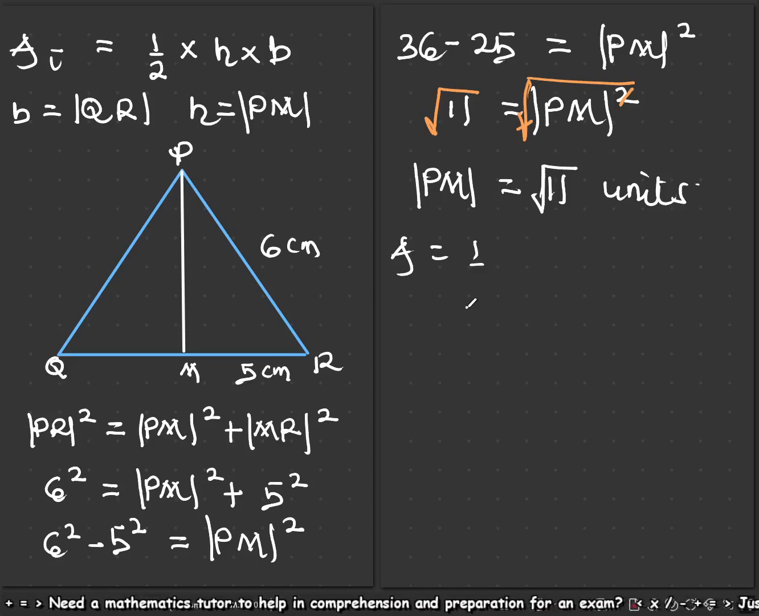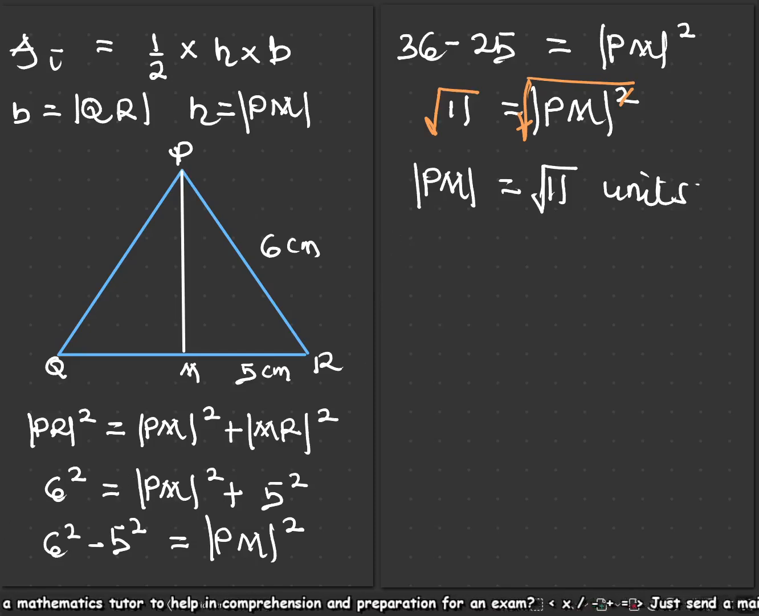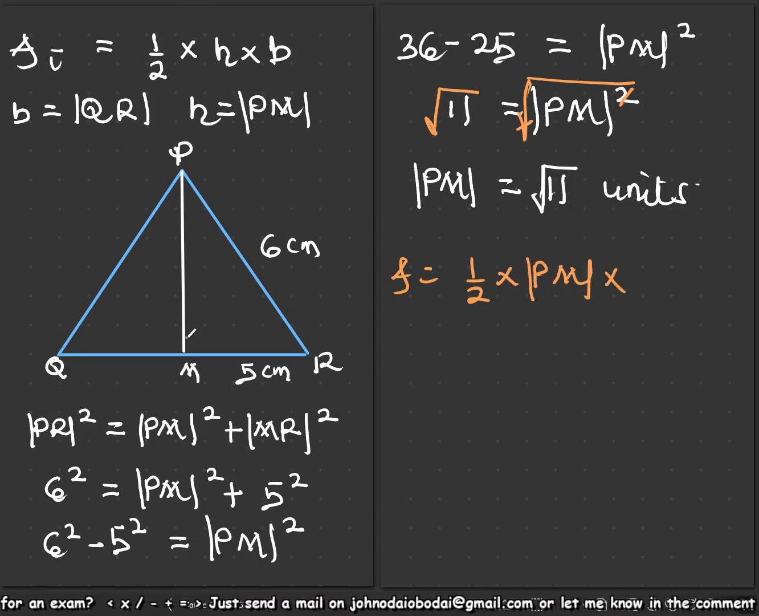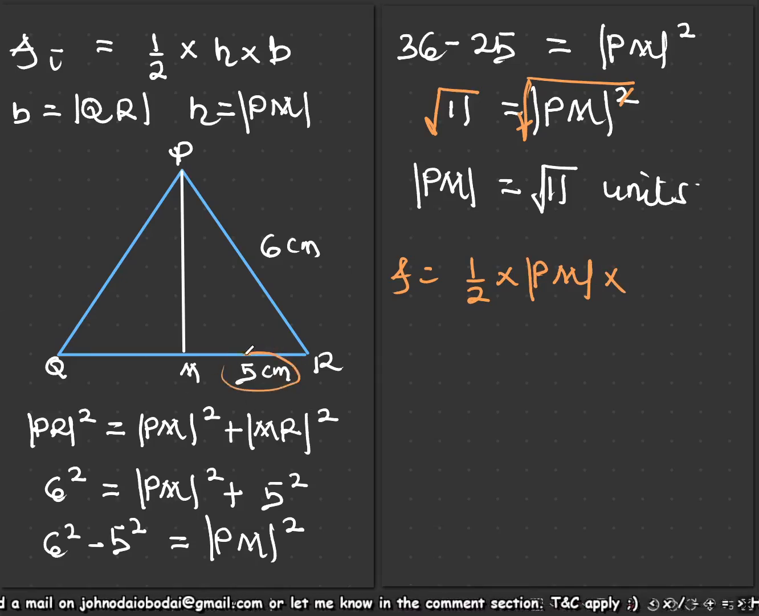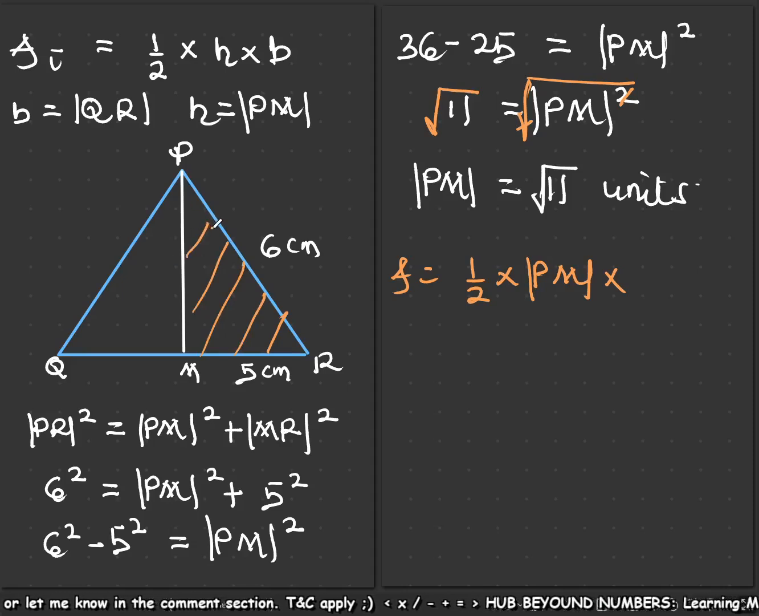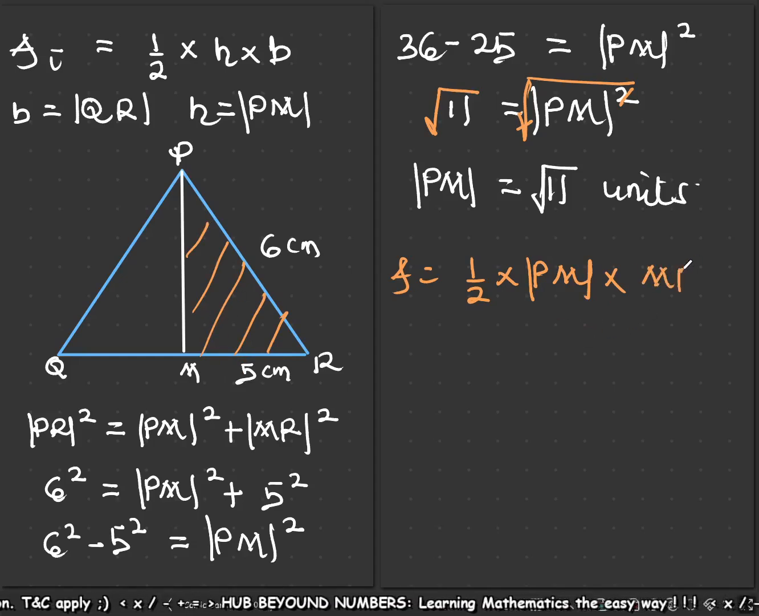That is half. Let me write that with this color. So our area is equal to 1 over 2, half times the height, which in this case is the length of PM, then times the base. Now take note, if we use just this base over here, then we'll be solving for this triangle only. You see, you get it? Okay. So let's use this bit and then see what is going to happen. So times MR.